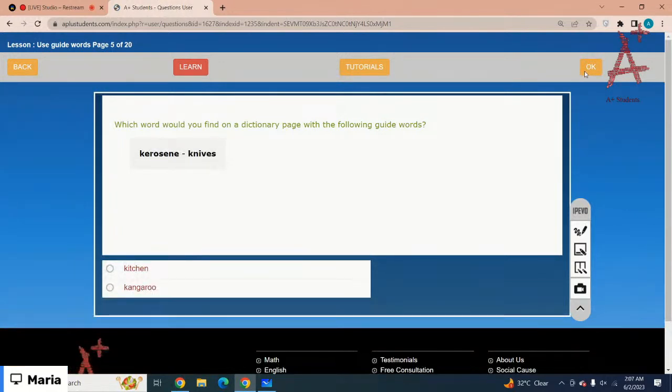Okay, the next one is: which word would you find on a dictionary page with the following guide words? Kerosene and knives. Which word is in between kerosene and knives? Kitchen or kangaroo? Which is the correct option?